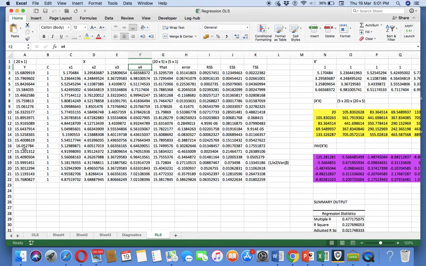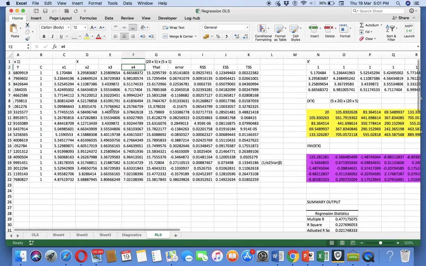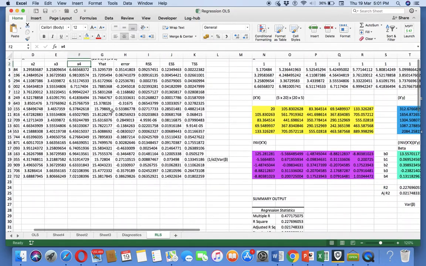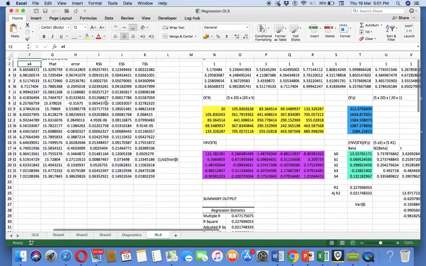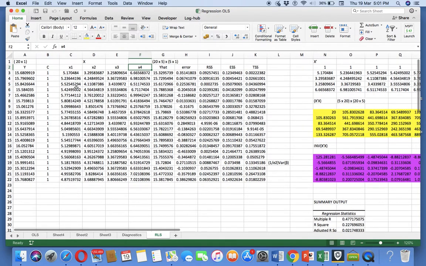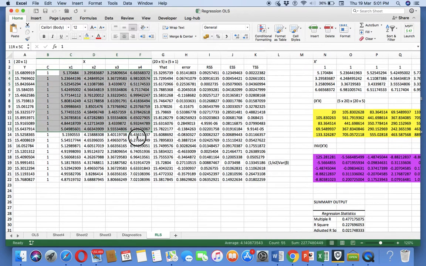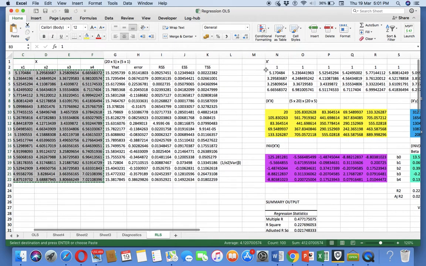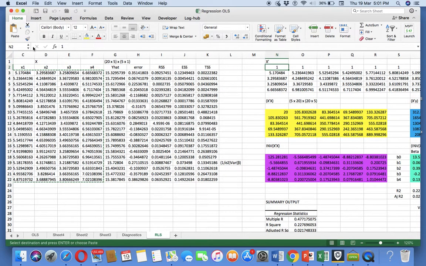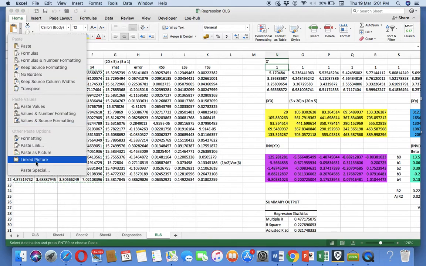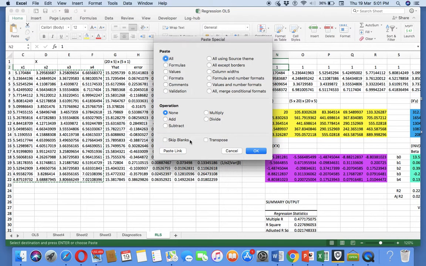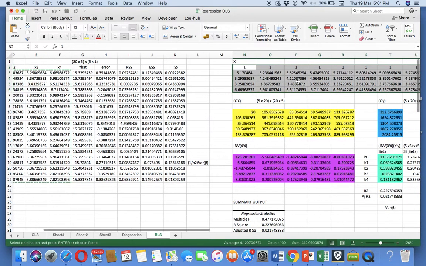Now here we have a dependent variable and we have independent variables. As I discussed in the earlier video, what I do is I take all the independent variables, including the column of ones, I copy them, and I transpose them over here. I do a paste special, I choose transpose, and I say OK, and the variable gets transposed.